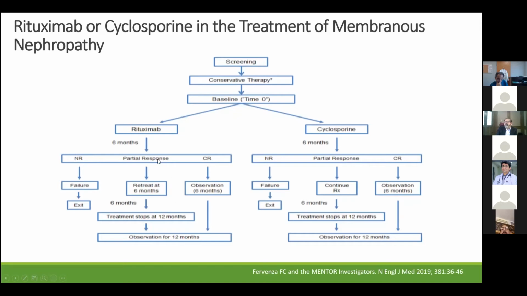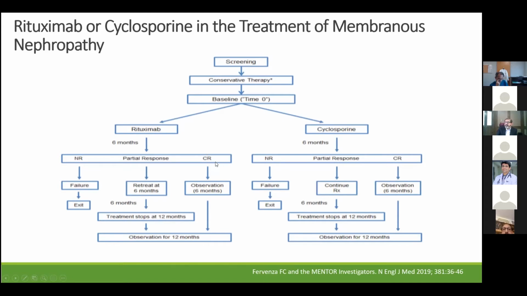If you had a partial response, right? So if you've dropped your proteinuria some, but you're not in complete remission, they would give you another jab of rituximab or continue treatment for another 6 months with the cyclosporin. So now they're going to bring you down to 12 months. So at 12 months, they would censor the data, but continue observation in all cohorts. Obviously, these guys are out, but in all the treatment cohorts, they would continue observation for another 12 months.